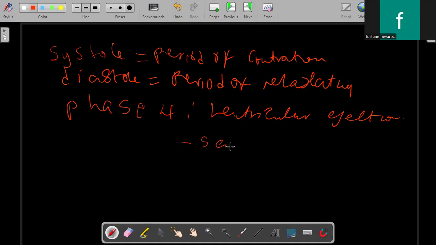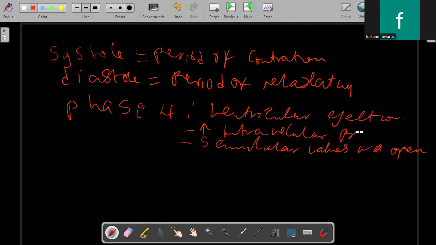So the semilunar valves will open. There's opening of the semilunar valve. This is due to an increase in intraventricular pressure. Remember, we mentioned in phase 3 that there's too much pressure in the ventricles. Because of this increased ventricular pressure, there will be the opening of these semilunar valves.